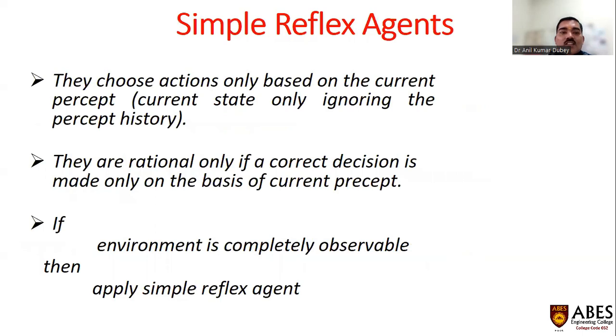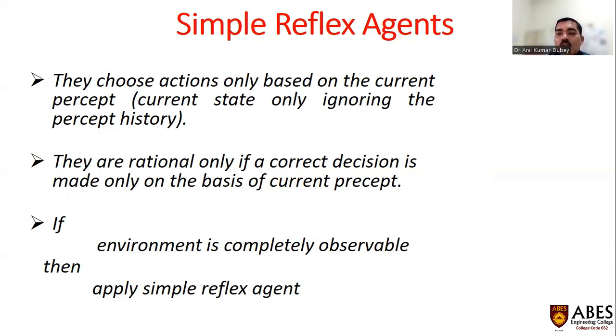Simple reflex agents choose the action only based on the current perceptions. They don't care about the perception history, whatever the history of the perceptions is. They did not care about that, meaning they just ignore that part and consider only the current state of the perception. They are rational only if a correct decision is made on the basis of the current perception alone.